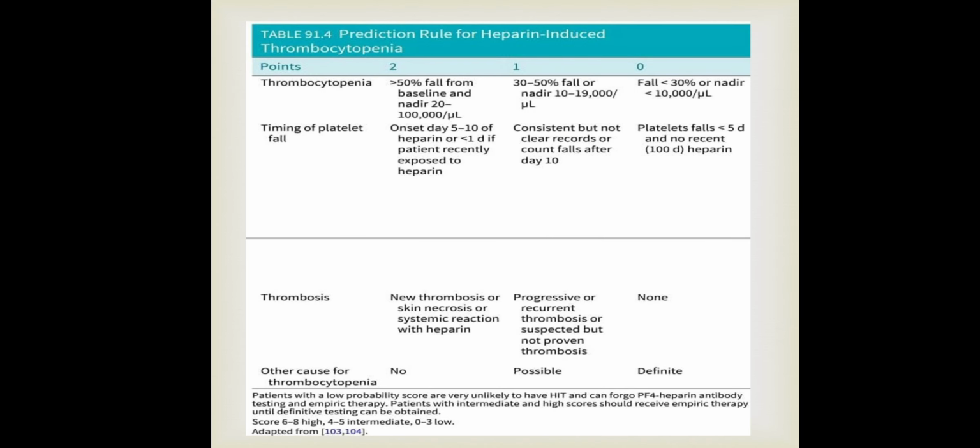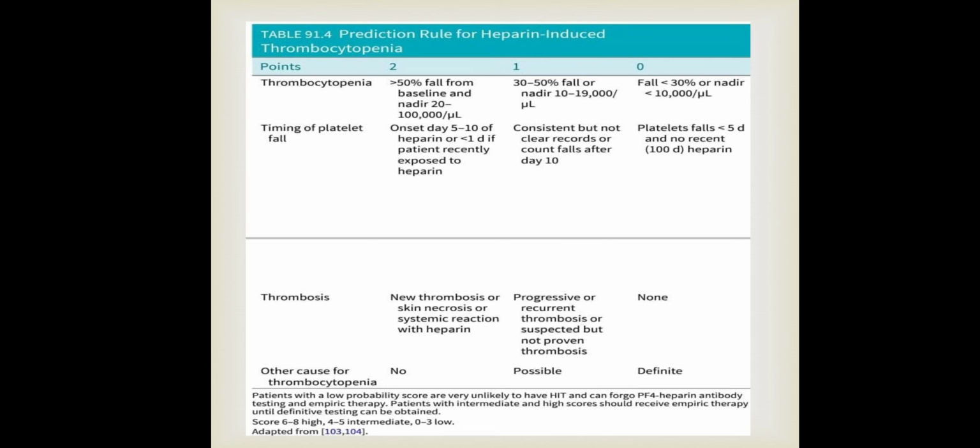So it's very simple. There are scores 0, 1 and 2. If the thrombocytopenia, I mean the fall in platelets, is less than 30%, score 0. If the fall is 30 to 50%, score 1. If it's more than 50%, you have a score of 2. And the timing is very important. 5 to 10 days from initiation of heparin therapy is the usual perfect timing, so it has a score of 2. Anything more than 10 days is a score of 1. Anything less than 5 days is a score of 0.